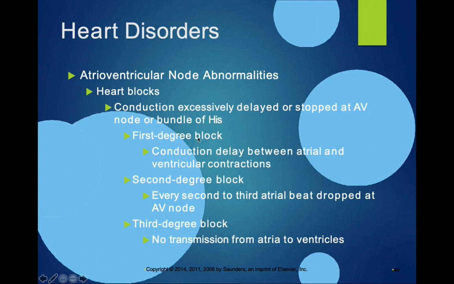Now there's a first degree block, second degree block, and third degree block. Remember, these blocks are not related to vasculature here. They're not related to blood vessels. It's the conduction. The first degree block is a conduction delay between the atrium and the ventricle. In a second degree block, every second to third atrial beat is dropped at the AV node. And a third degree block has no transmission from the atrium to the ventricles at all.